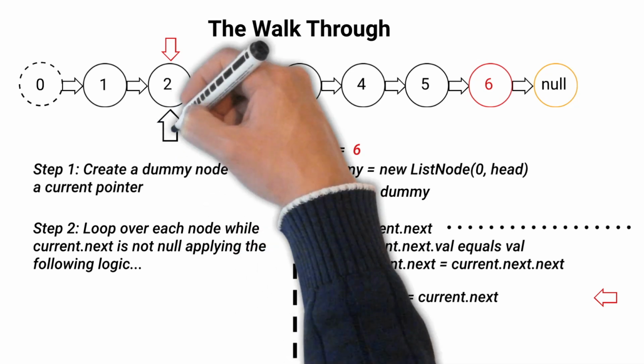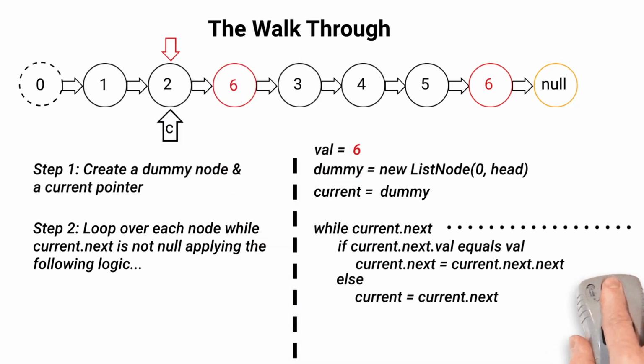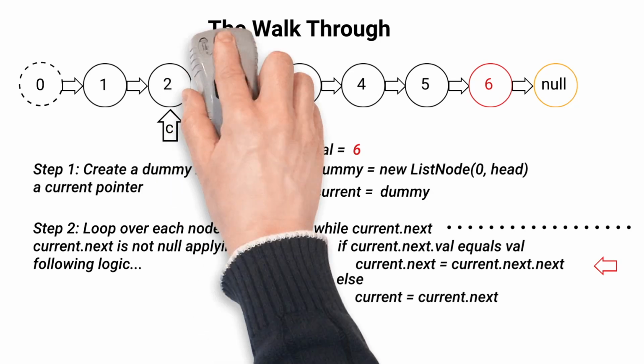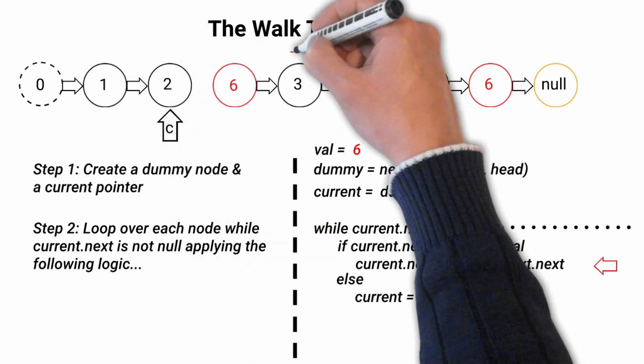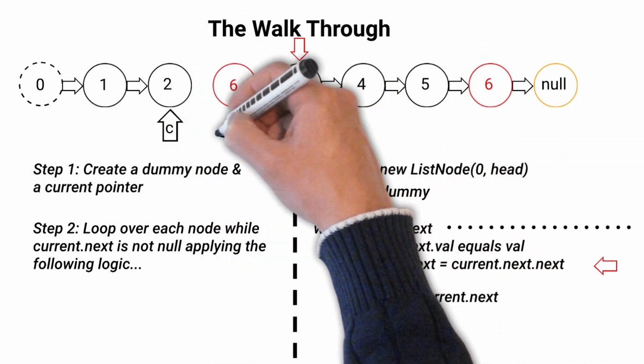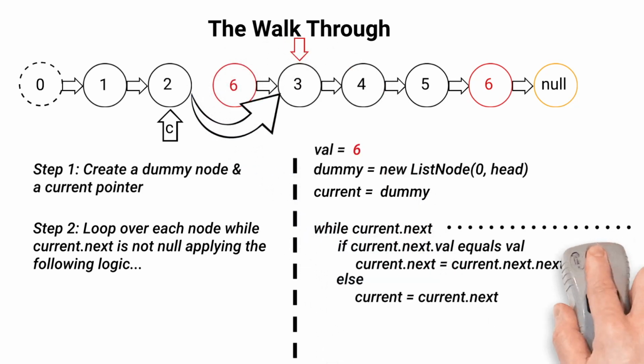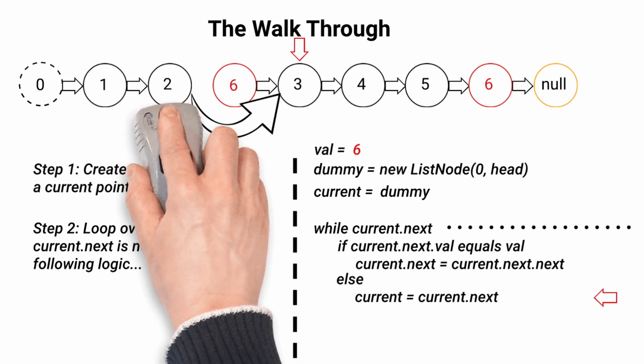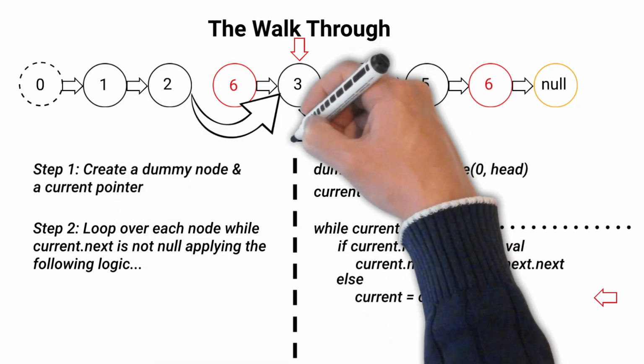And we'll go back up and we'll check if current.next.val equals val. So we can see that current.next.val is equal to 6, val is 6. So current.next should be equal to current.next.next. So we can see that that's a 3. We then check if current.next.val equals val. It does not, because it's 3, so we'll set current equal to current.next. So we'll put current pointing at the 3.